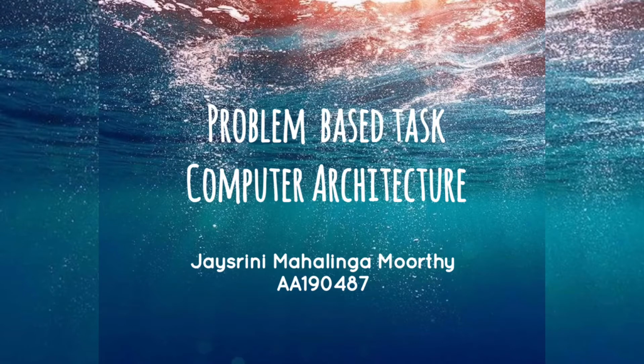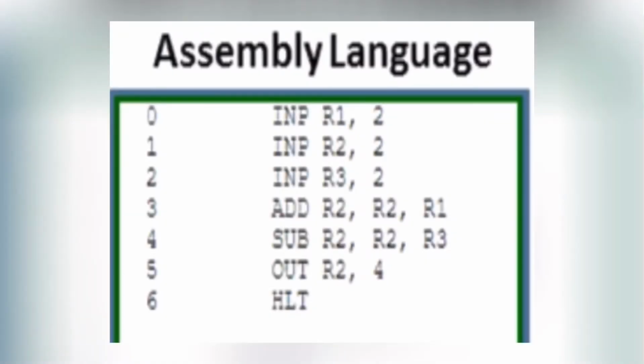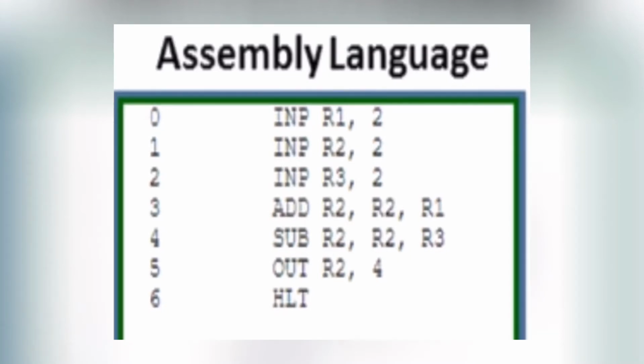Today I'm going to talk about the problem-based task that was given to us and how I have chosen set A. This is my instruction set for set A, which has 7 instructions altogether. The first is input R1, 2, which means you have to input data in R1. The 2 is where the data comes from, and R1 is the destination.